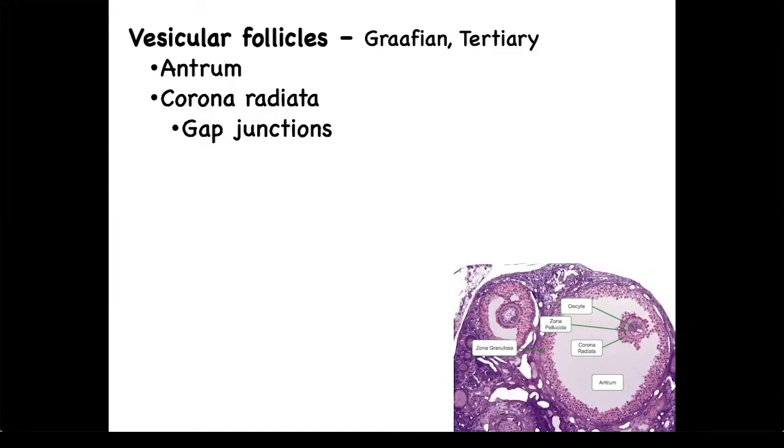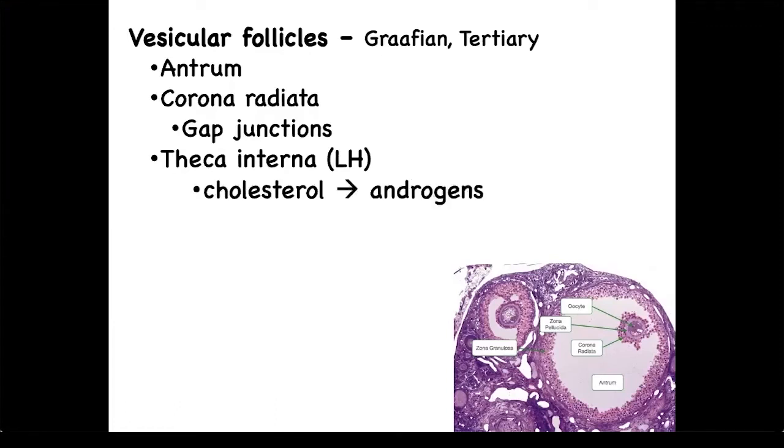One vesicular follicle will become dominant and it will continue the process of maturation. The other vesicular follicles will not survive. The epithelial layer of the theca folliculi is called the theca interna. The cells here have receptors for the hormone LH, or luteinizing hormone. In response to LH, these cells take up cholesterol from the blood and convert the cholesterol into androgens.